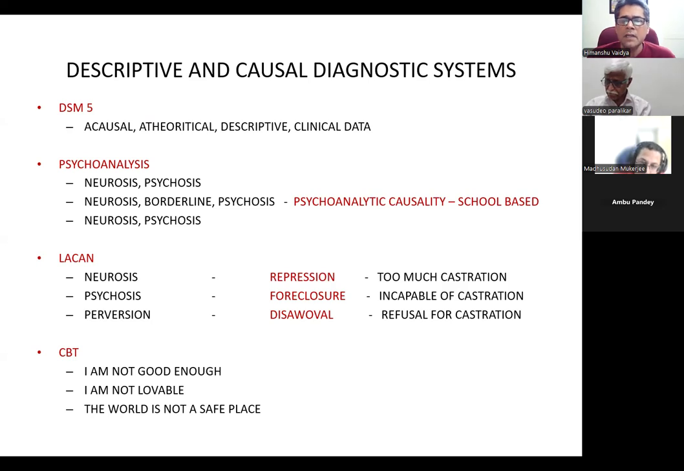And perversion is, he refuses to accept reality and morality constraints. So the core process there is disavowal of the do's and don'ts of society. So if you talk in terms of Freudian language, you will say neurosis, the core mechanism is repression, where there is too much castration. So there are too many desires wanting to come up, and there is too strong a control, too much of repression of desires. So metaphorically, we will say too much of castration.